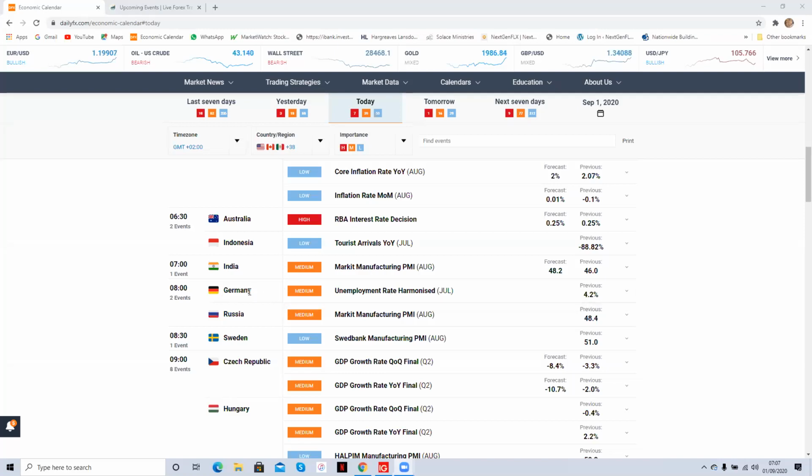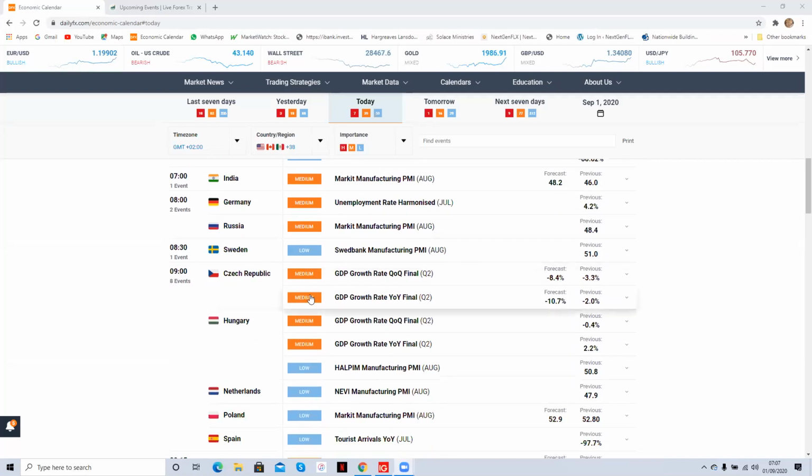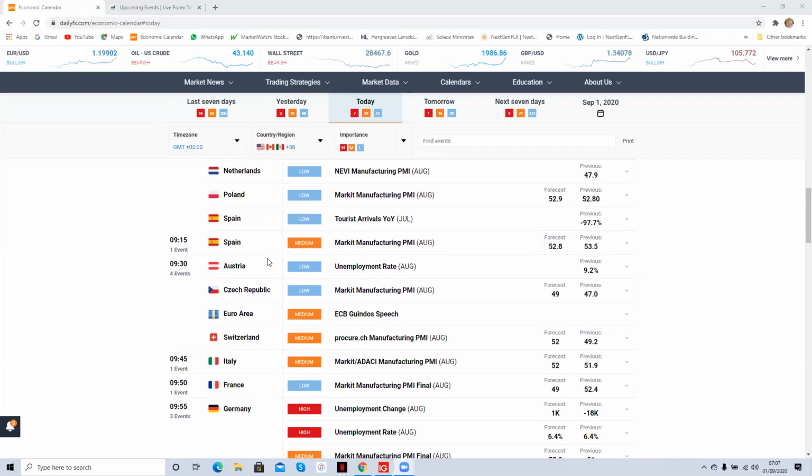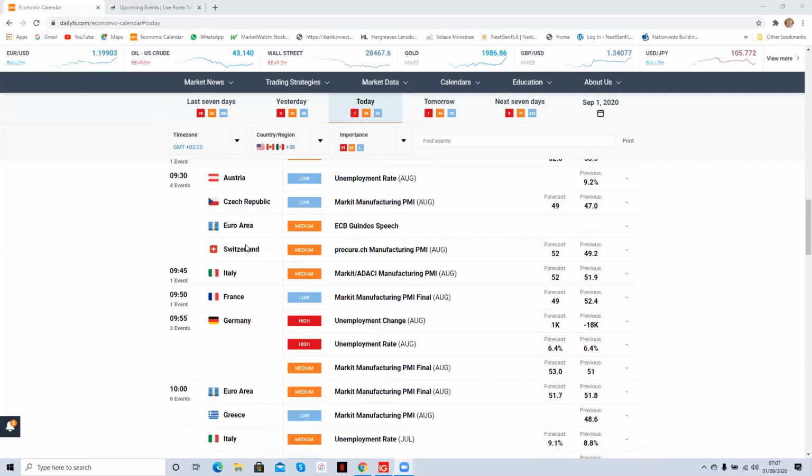And of course, we're trading the euro US dollar. So we have to note that. Again, please remember this is our GMT +2 times. This is our Rwanda times. So that's the first report we need to note, due out of Germany, of medium importance. We can ignore Sweden, we can ignore Czech, we can ignore Hungary, we can ignore Netherlands, Poland, Spain.